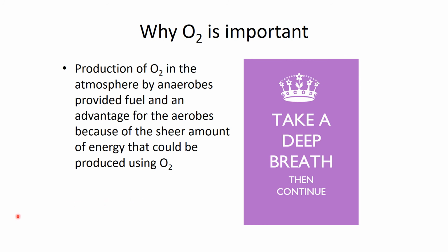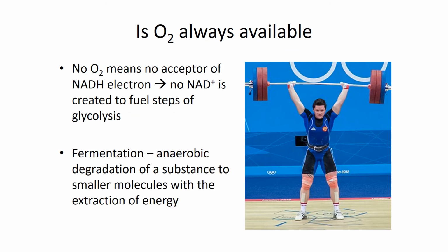So that oxygen creates a huge advantage because once you have oxygen, you can make that vast amount of ATP. And if you're going to be a multicellular organism, you need a lot of energy in order to allow all your cells to do the functions that they need to do in order to maintain life. So if you don't have oxygen, the NADH electron never gets taken in and no NAD plus is created. That means no NAD plus is used to fuel the steps of glycolysis.